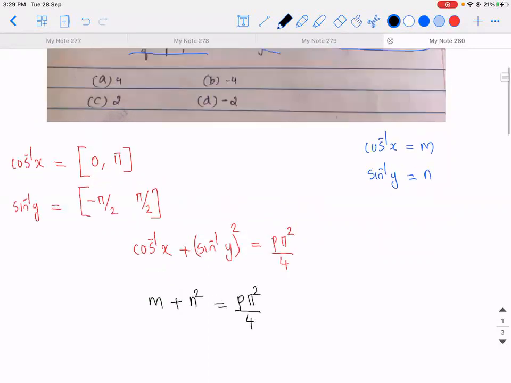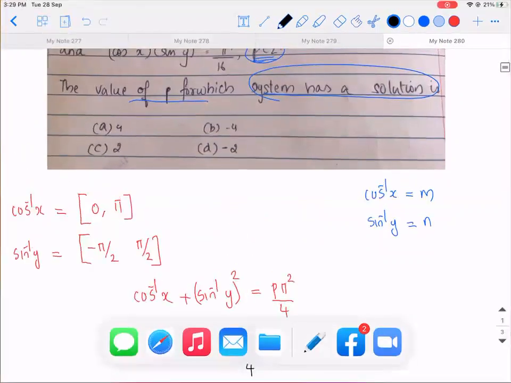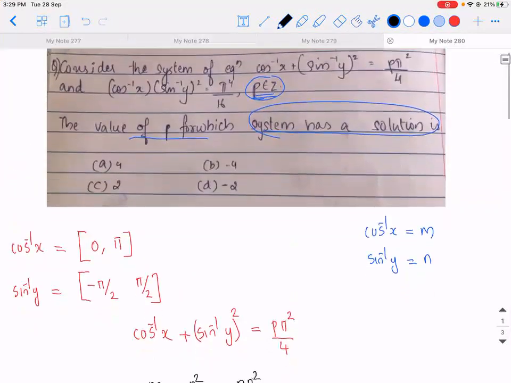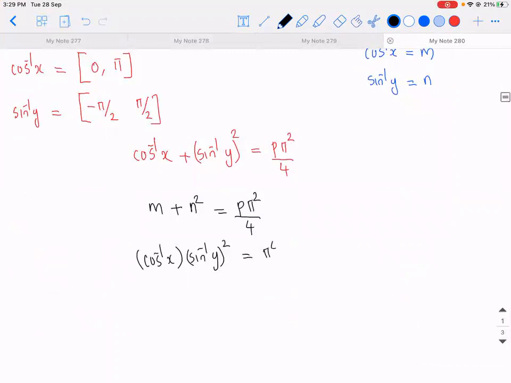And what about the second equation? The second equation was cos inverse of x multiplied by (sine inverse of y) whole square is equal to pi raised to 4 by 16. So that eventually becomes m n square is equal to pi raised to 4 by 16. So this is my equation number 1 and this is my equation number 2. So I have two simultaneous equations, and based on this, we have to find the value of p that satisfies both of these equations.